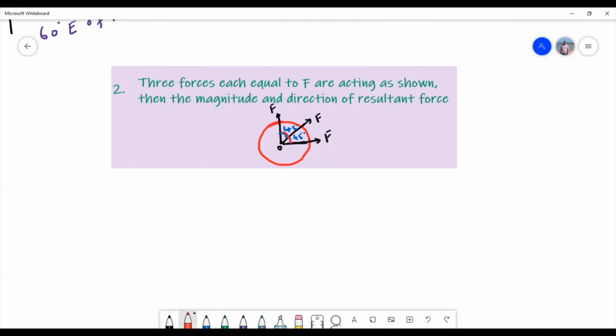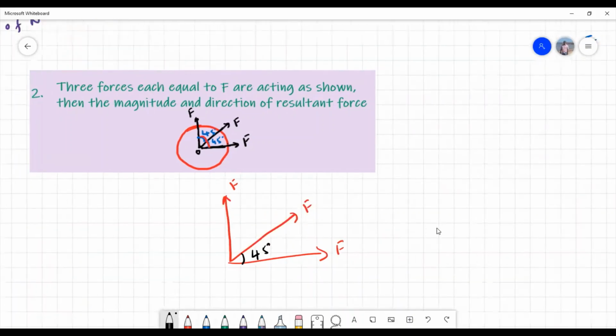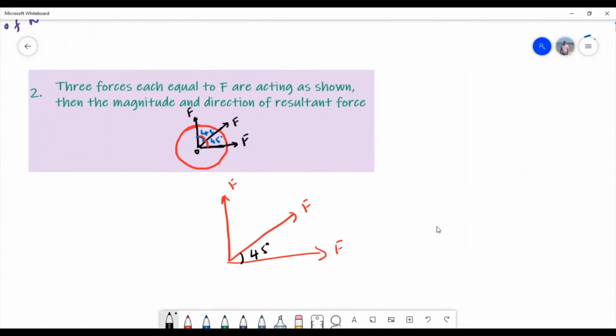So let us resolve this into components. I am drawing the diagram again. There is one force here. There is another force here. And there is one more force here, F. This is also F. And what is this angle given? 45.